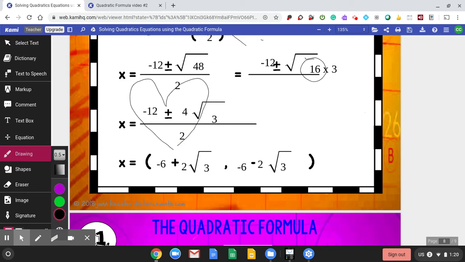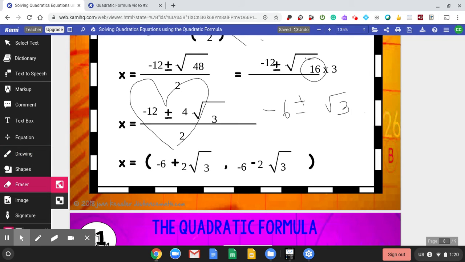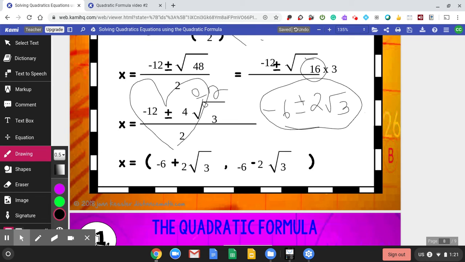So in reality, my answer is negative 6 plus or minus 4 radical 3. Ooh, I messed up somewhere. What did I do here? Oh, no. Sorry, 2 radical 3, because when I divide it, what I was trying to show you is I divided all these by 2. How come? Because they can be divided by 2. So when I divide them all by 2, I get that. You don't divide the radical 3 by 2. So my answer is just negative 6 plus or minus 2 radical 3, which really is negative 6 plus 2 radical 3 and negative 6 minus 2 radical 3.